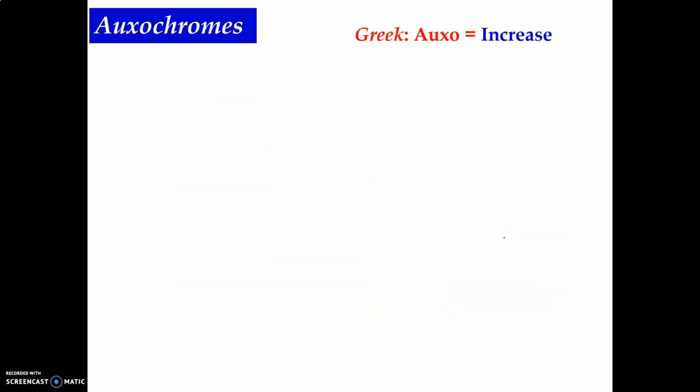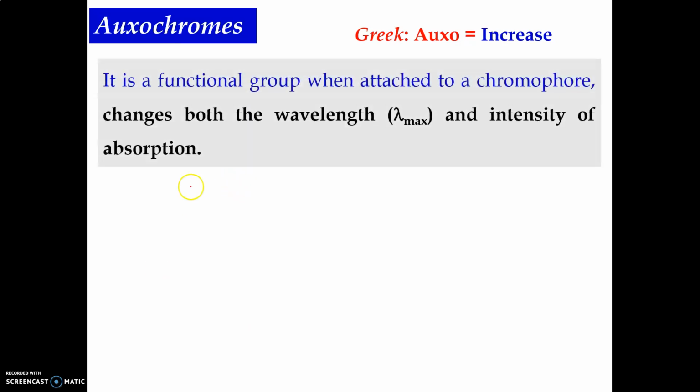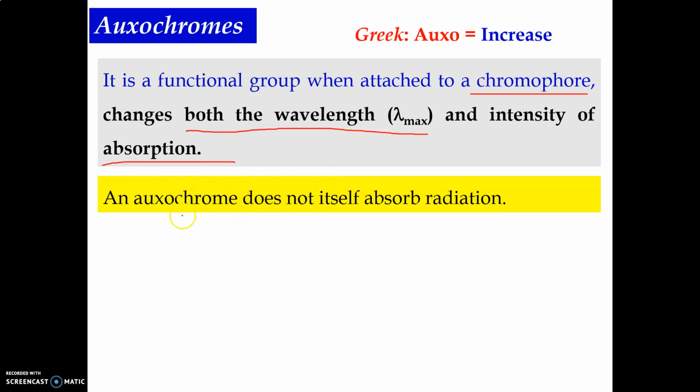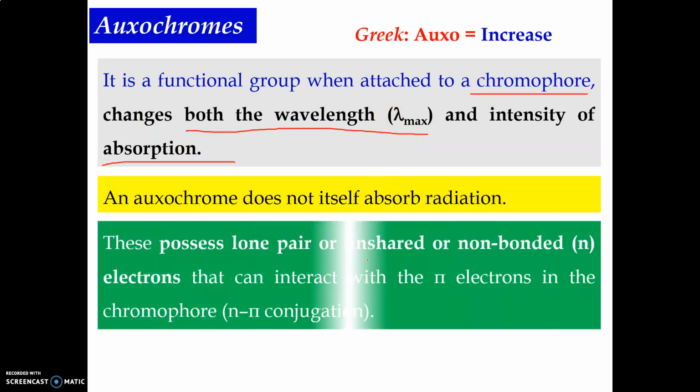Then auxochromes. Auxo means increase in Greek, and it is a functional group which, when attached to a chromophore, changes both lambda max and the intensity of absorption. An auxochrome does not itself absorb any radiation, but it changes the wavelength, its lambda max, and the intensity of absorption when attached to a chromophore. This auxochrome possesses lone pair or unshared or non-bonded electrons so that it can interact with the pi electrons of the chromophore, and there is n-pi conjugation. Thereby it alters the wavelength and the intensity of absorption.